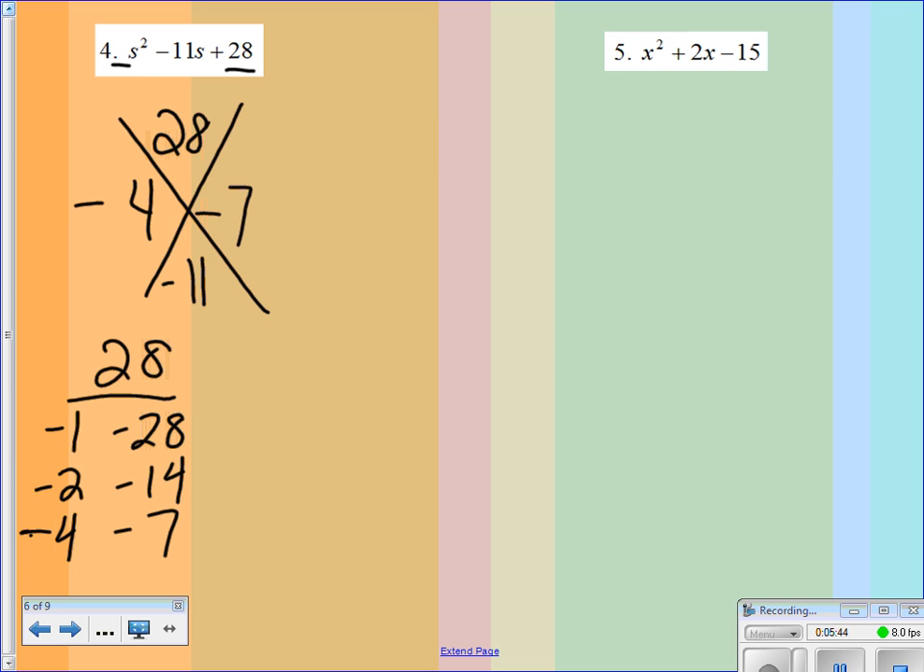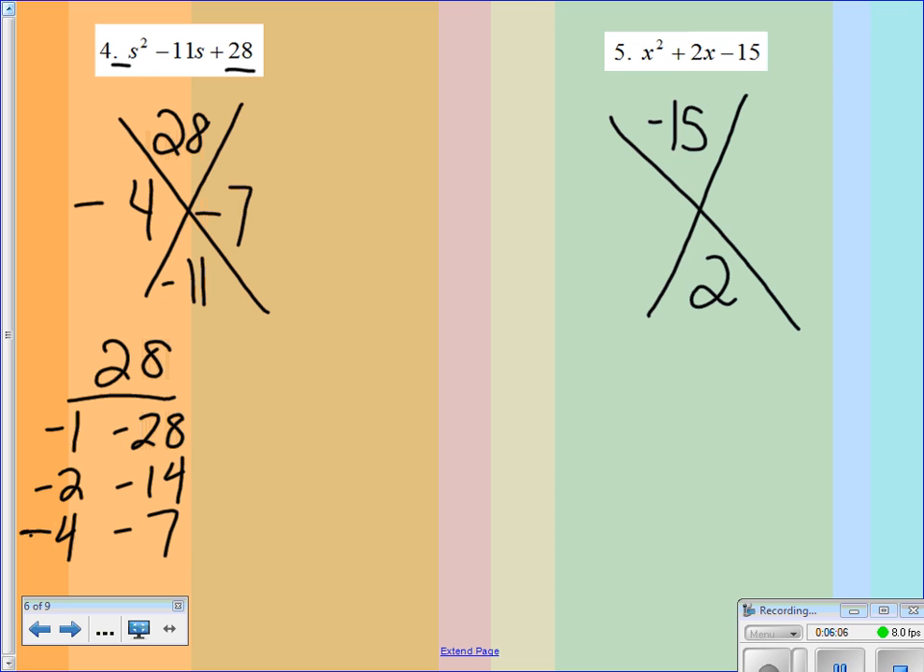Let's take a look at number 5. So number 5, we have to set up our X. So up here is the product. We're going to put A times C. So negative 15 times 1 is negative 15. Our sum is our B term, which is just 2.